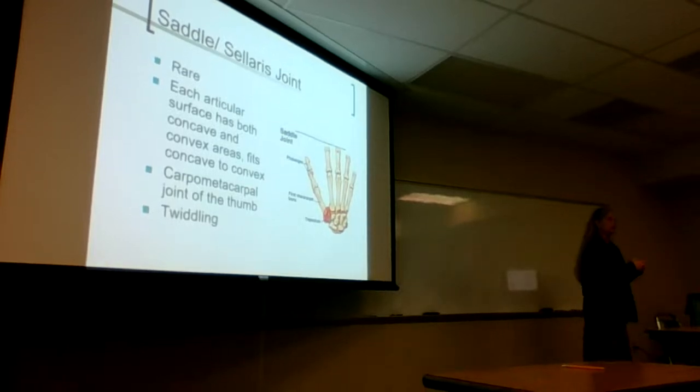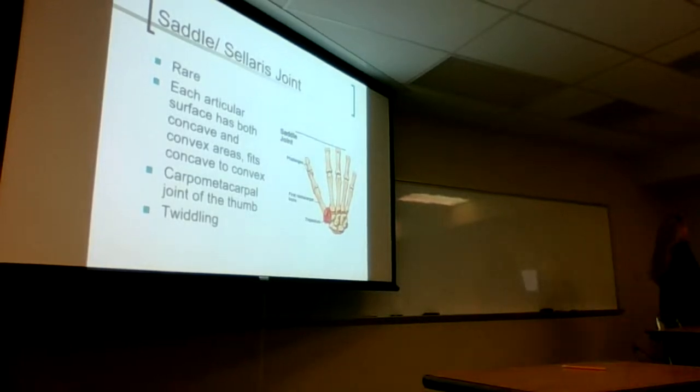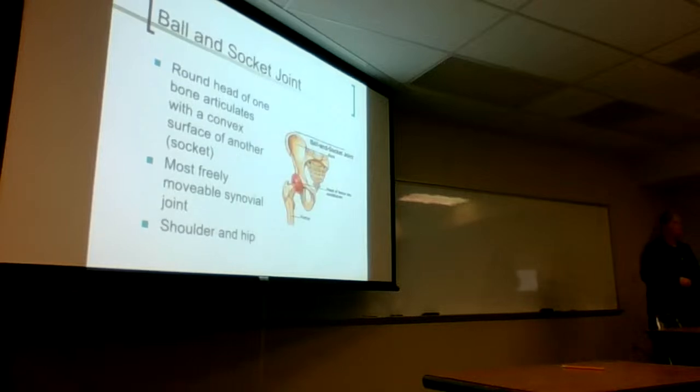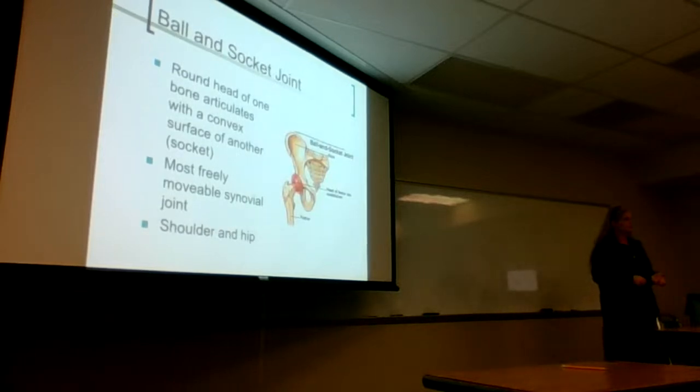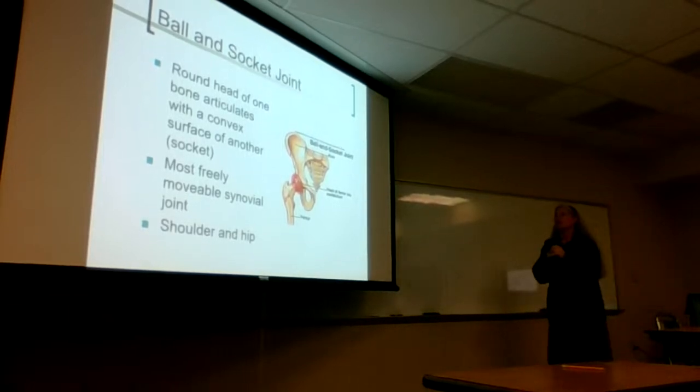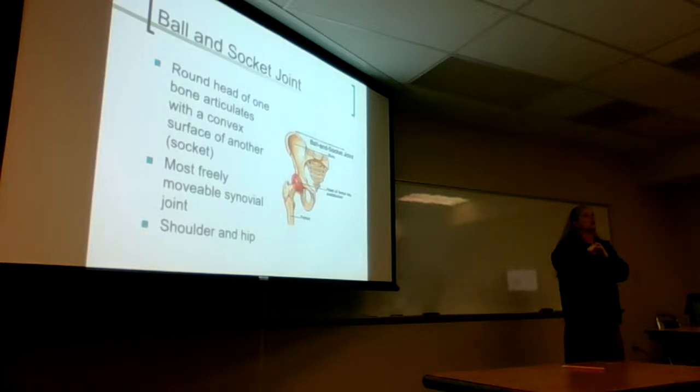So that's how you can twiddle your thumbs, because you've got a saddle joint. Then you've got a ball and socket joint. Get this, a ball fits into a socket. It's amazing. So you have the rounded head of one bone fitting into the socket associated with the other. This is the most freely movable of the joints because you can go in any direction.